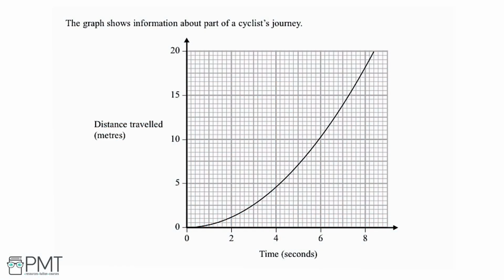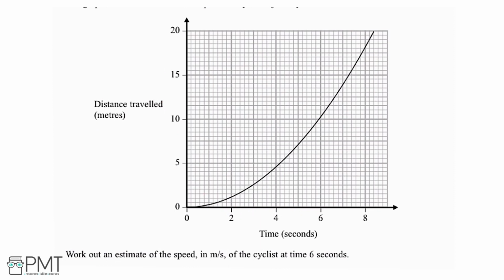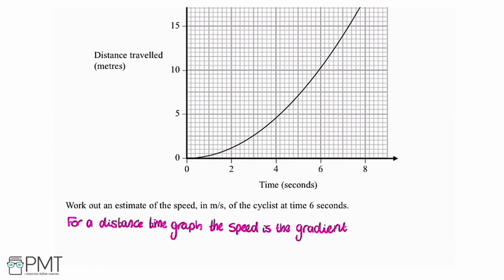The graph shows information about part of a cyclist's journey, and we can see that graph here. We need to work out an estimate of the speed in meters per second of the cyclist at a time of 6 seconds. For a distance-time graph, which is what we've got here because we have time plotted against distance, speed is represented by the gradient. So we need to work out the gradient at t equals 6, because we're looking at 6 seconds.